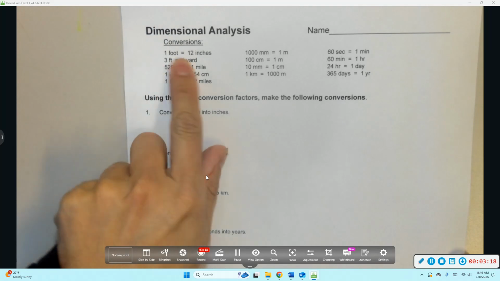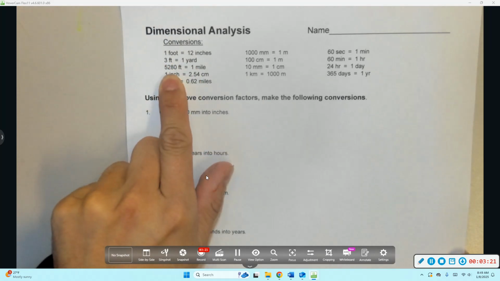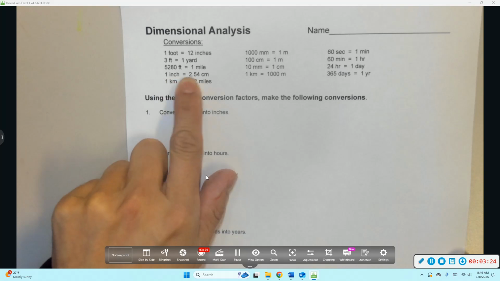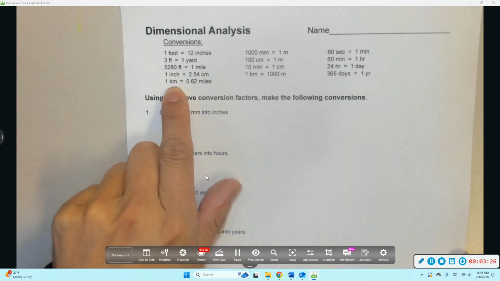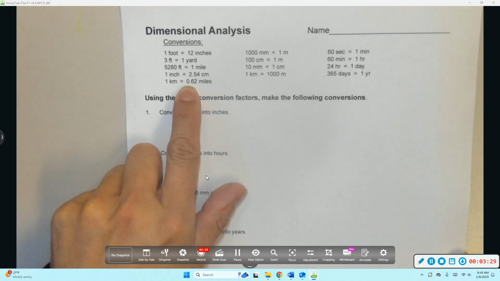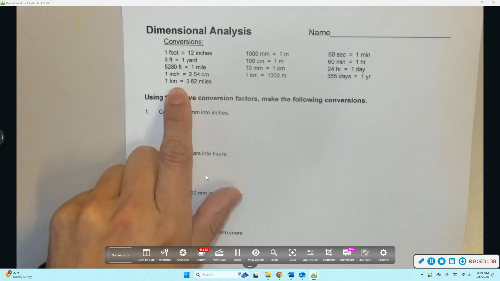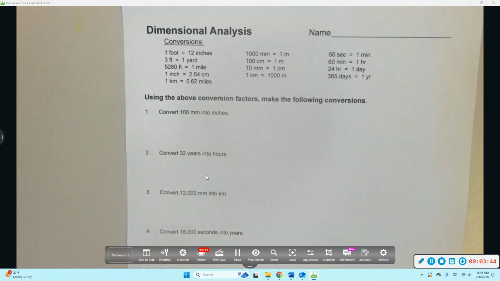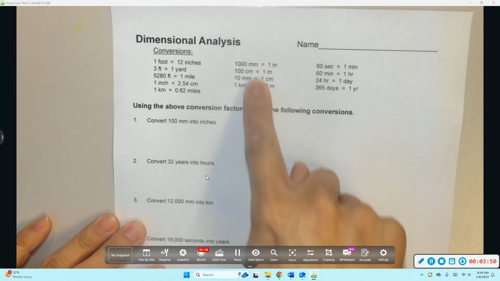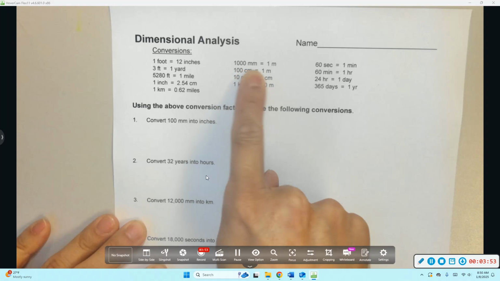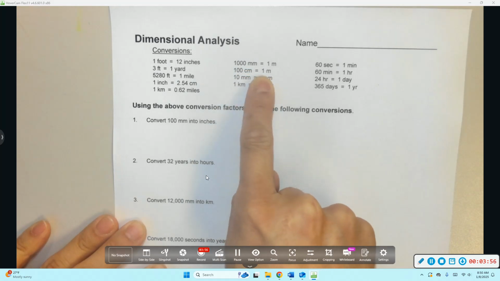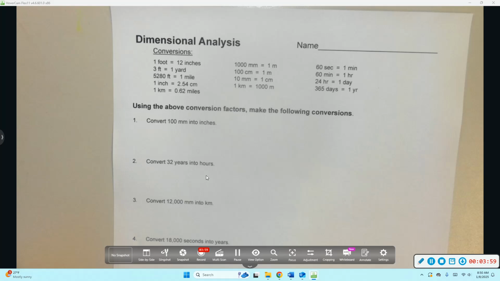And so here, 1 foot is 12 inches, 3 feet is 1 yard, 5,280 feet is 1 mile, 1 inch is 2.54 centimeters. 1 kilometer is 0.62 miles. That's common if you travel outside the country. You go to Mexico or Canada or European countries or Asian countries, they use kilometers. Or in your car, your speedometer, they'll tell you, like if you drive 60 miles per hour, that's about 100 kilometers per hour. Okay. And then you have some metric conversions here. 1,000 millimeters equals 1 meter. 100 centimeters equals 1 meter. Then you have time over here. You're familiar with time already.